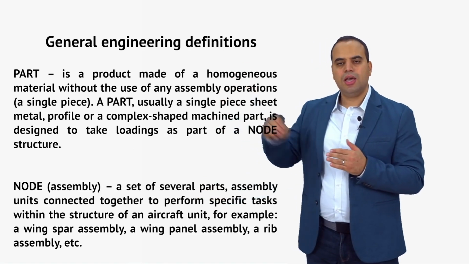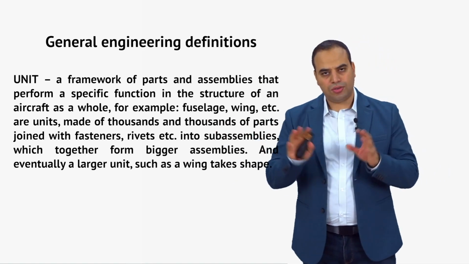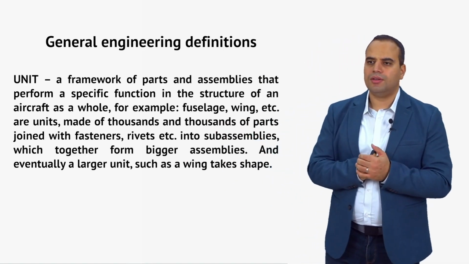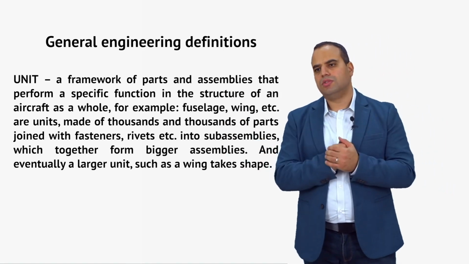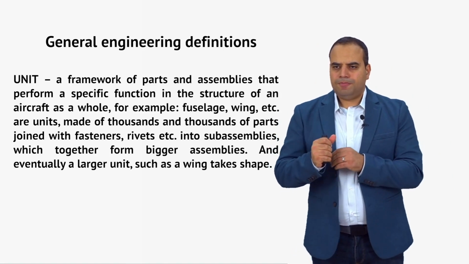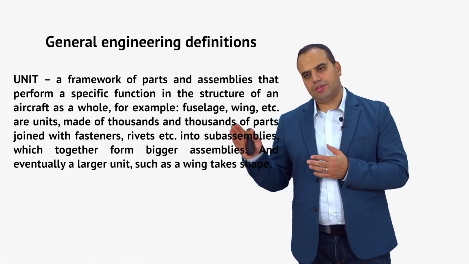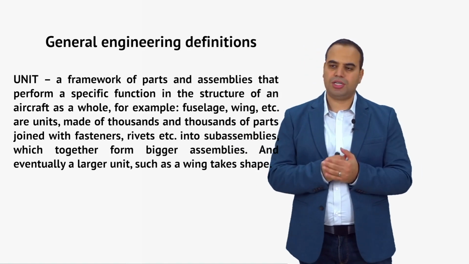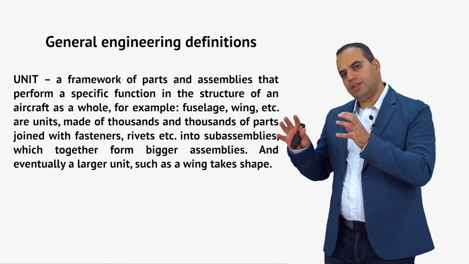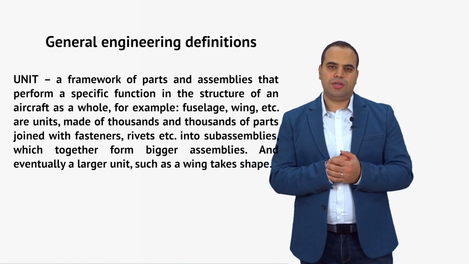So this is the lowest level, the medium level, and the general level of assembling the airframe structure into units, and then we have the single framework, which is called the aircraft airframe, right? So units are made of thousands and thousands of part joints with fasteners, rivets into sub-assemblies, which together form bigger assemblies, and eventually a large unit, such as a wing, takes shape and performs a very large and global function in the aircraft as a whole.